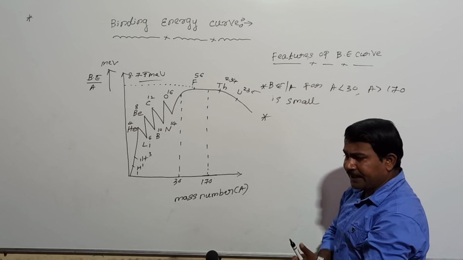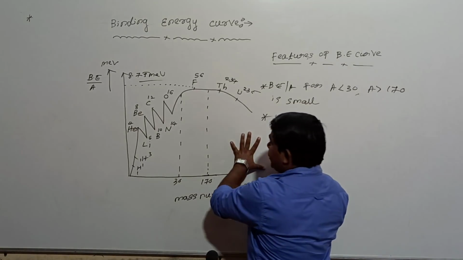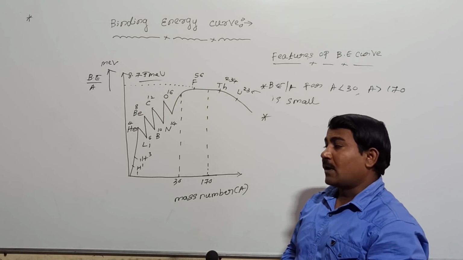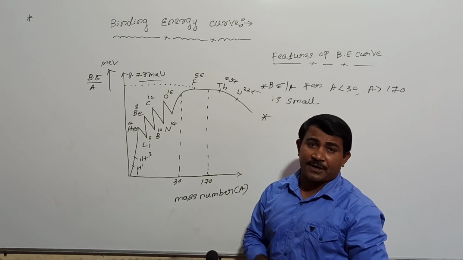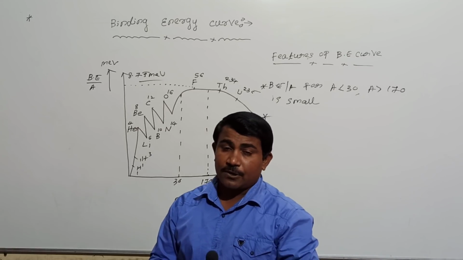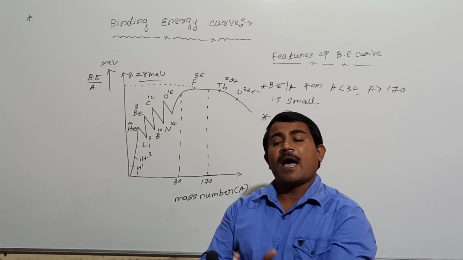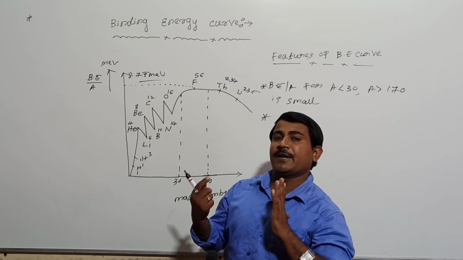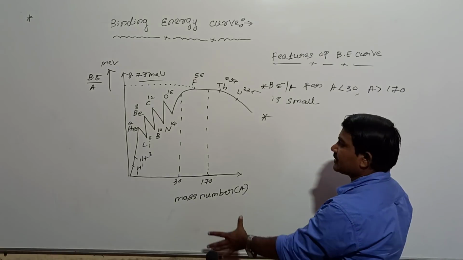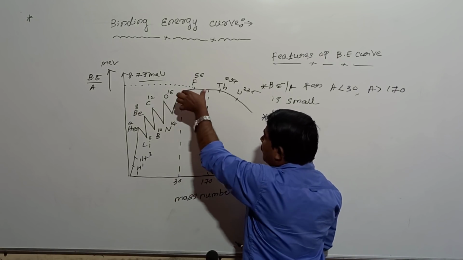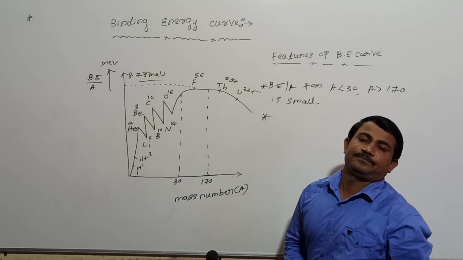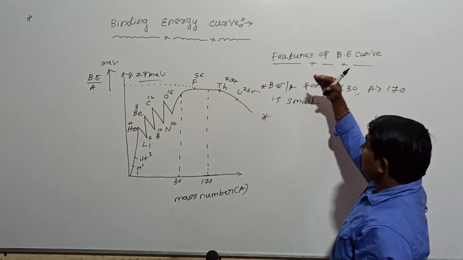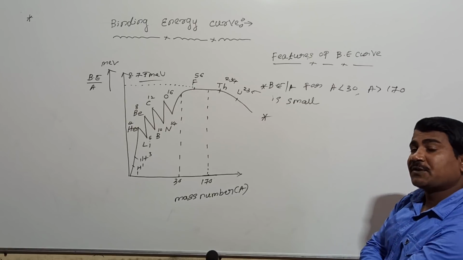This curve shows that for light nuclei and heavy nuclei, the binding energy is very small. It indicates that both the light nuclei and the heavy nuclei have smaller binding energy because they are unstable in nature. But for mass numbers from 30 to 170, the binding energy is almost constant, and these elements are stable in nature. These are the features of the binding energy curve.